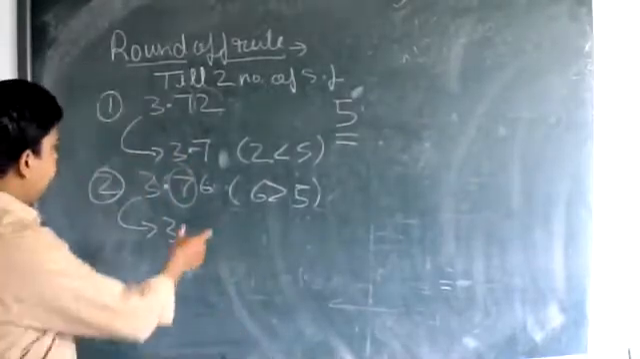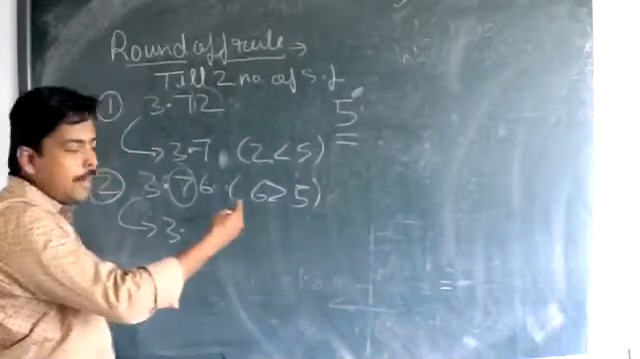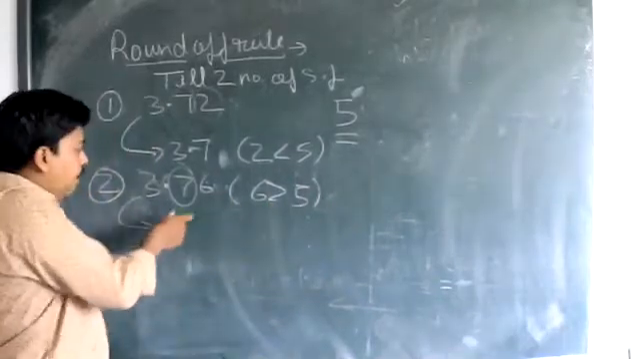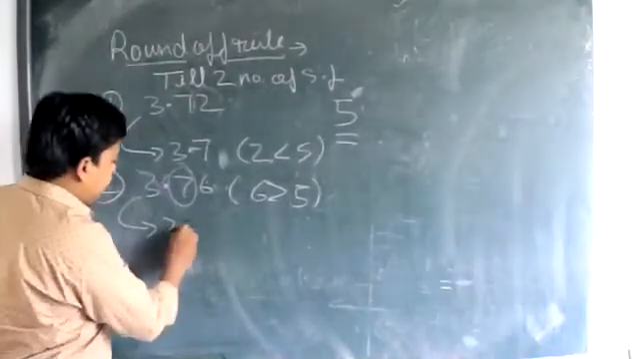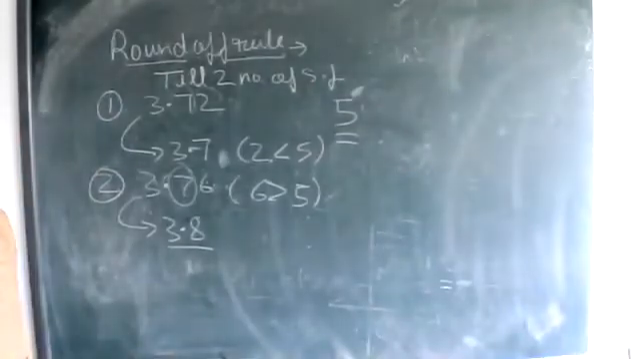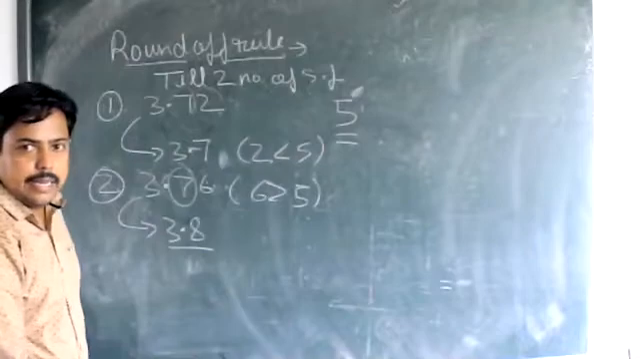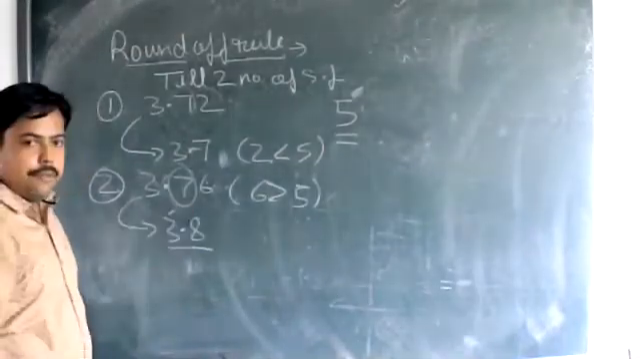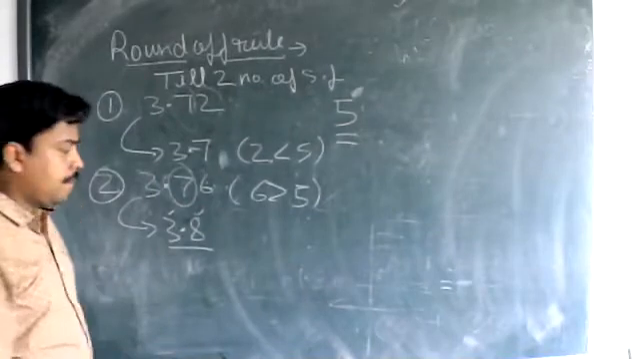If the number which is replaced is greater than 5, then the number preceding it will increase by 1. So if there is 7, it now comes out to be 8. Now the result is 3.8. And we have to calculate to two significant figures. So we can see that here is one significant figure and here is also one significant figure.